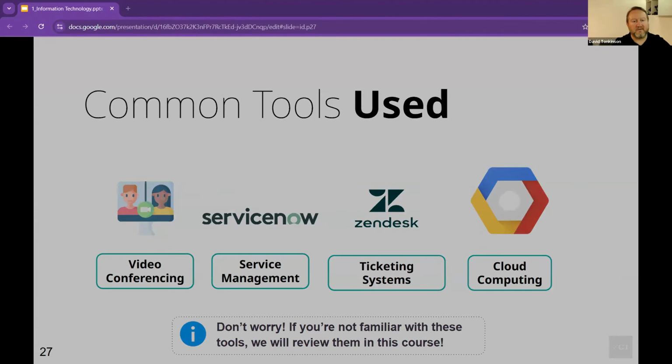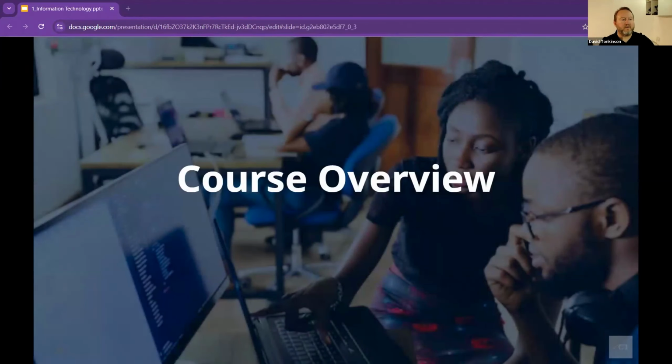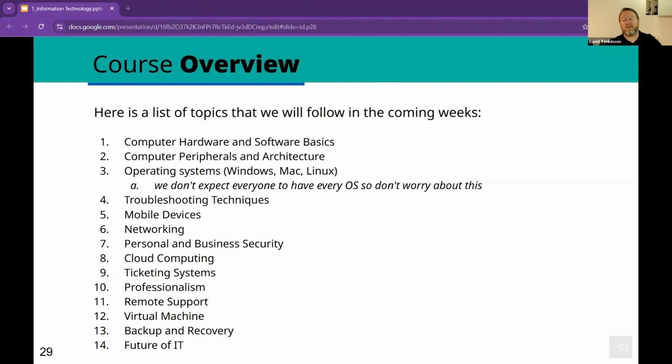But probably now it's a good time to have a little look at the course overview. We should have a rough idea of what we're doing, and this gives us a little bit more detail. So this is what we're going to be talking about. Here are some of the topics we're going to cover. We're going to cover computer hardware. We're going to cover some of the software basics. We don't go into programming software, but we're going to cover the basics about software, what software does and where it is. We're going to cover our beautiful computer peripherals and architecture.